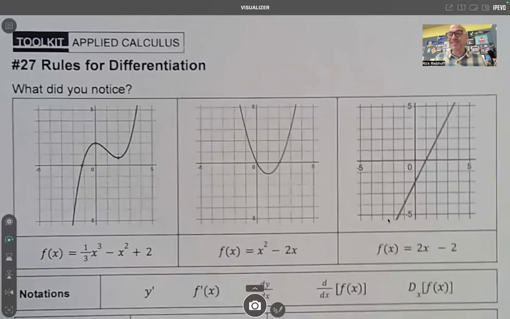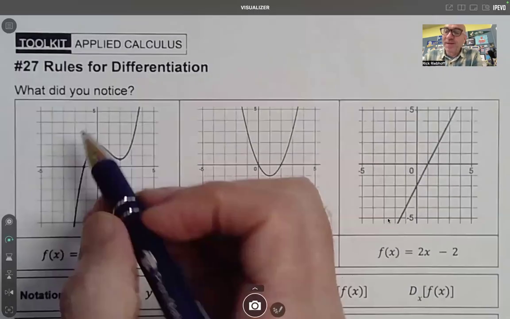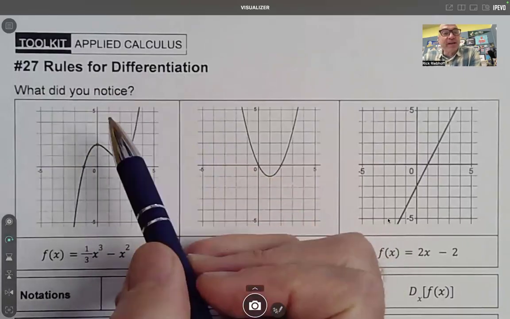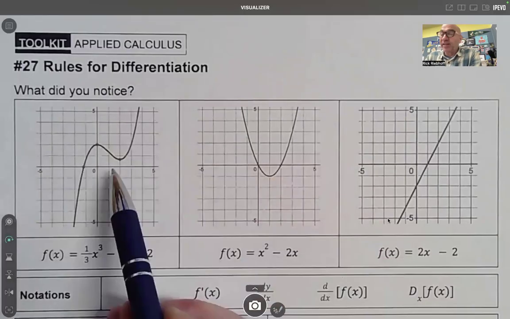All right, people, jumping in, getting deeper into calculus. All right, toolkit number 27, rules for differentiation. So we did this in our last one.